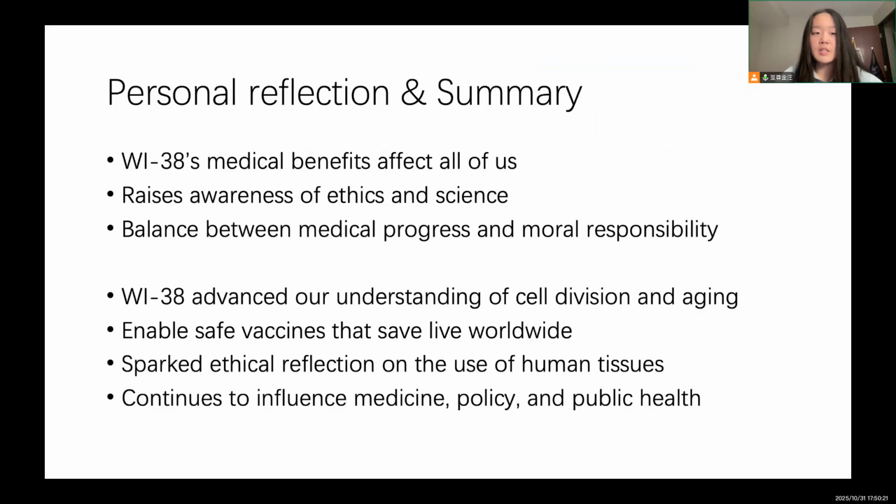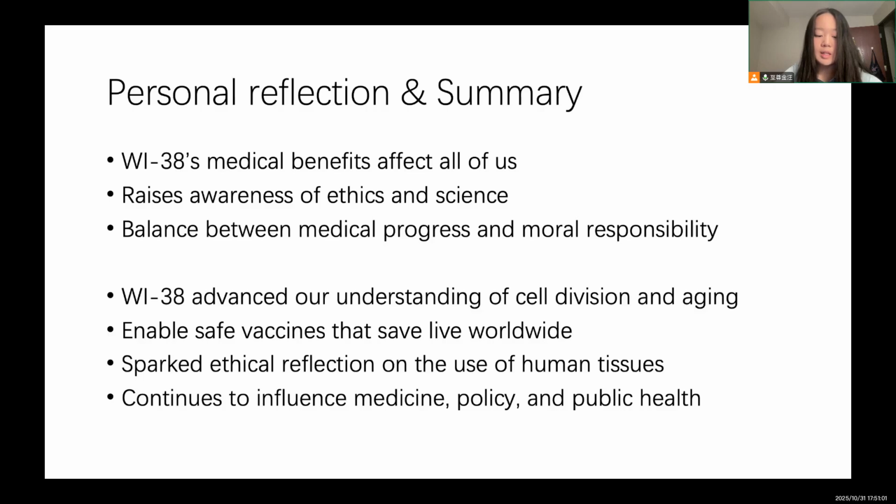Here's my personal reflection and summary. So I think WI38's medical benefits affect all of us. Beyond science, it is at an intersection of identity, trust, and science. It provokes questions about how we value normal human tissue in research, how public knowledge of vaccine development affects trust, and how scientific decisions reflect social values. It invites reflection on whether scientific progress can and should proceed with full transparency and ethical regard.